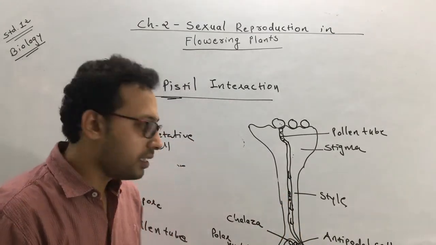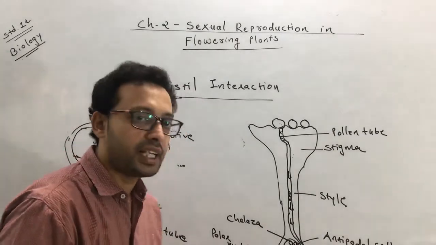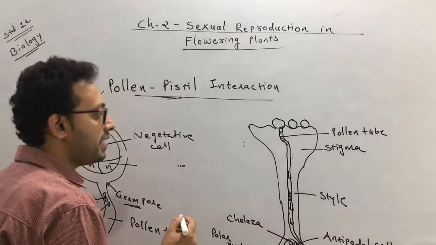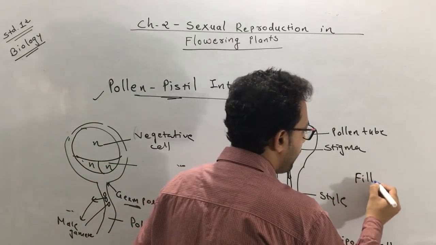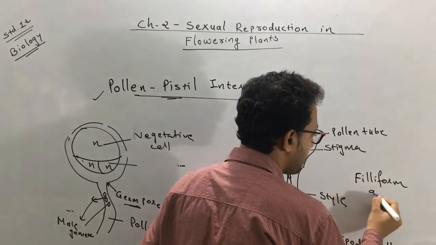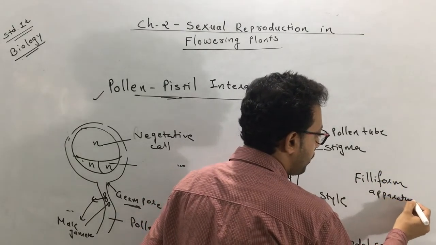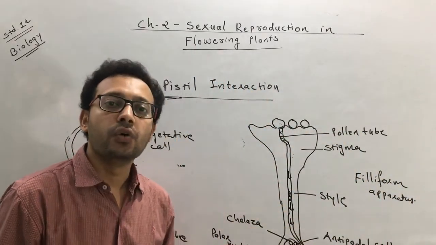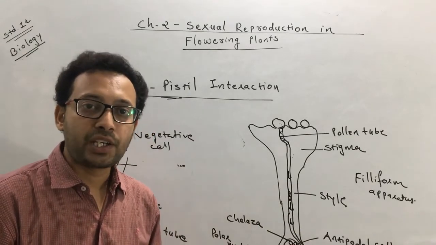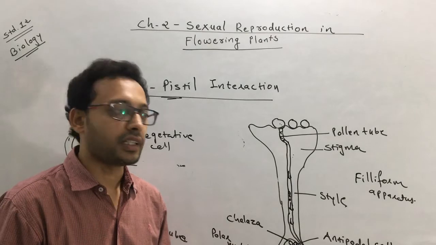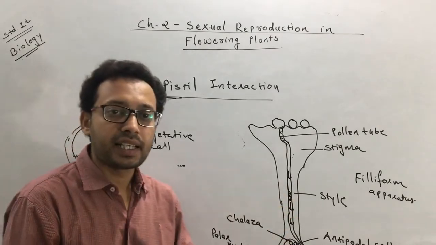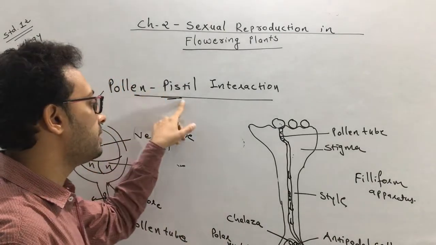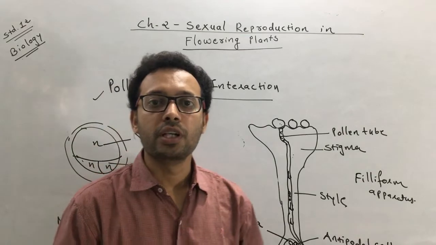Now here, how does the pollen tube come to know that I have to enter from this place only? The entry of the pollen tube is guided by the filiform apparatus. The filiform apparatus of the synergid cells will guide the entry of the pollen tube into an ovule or megasporangium through the micropylar end. And these three cells get released into the ovule. Okay, and this is called pollen pistil interaction. What is it called? Pollen pistil interaction.